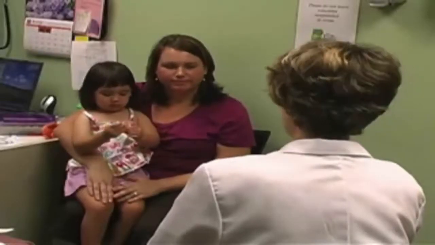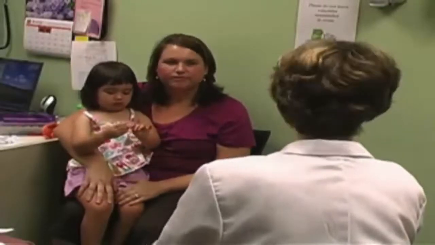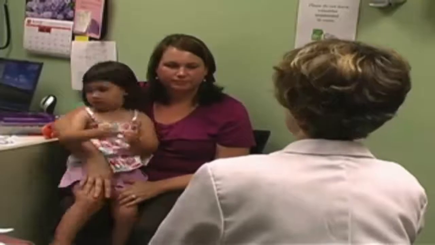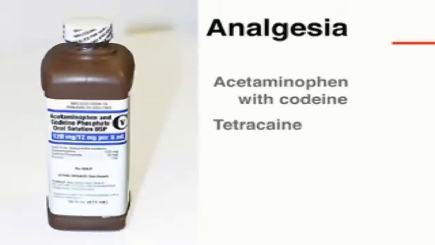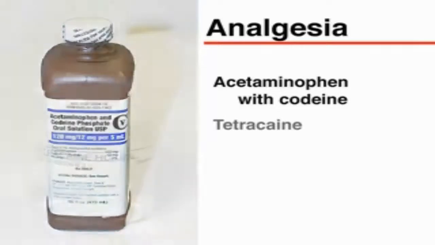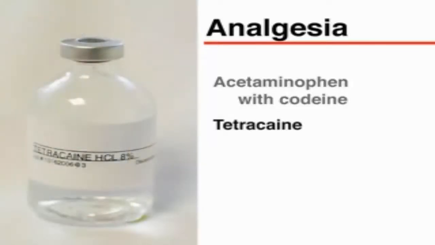Parents need to understand the purpose of the procedure, its risks, and its benefits. The procedure should be explained and informed consent documented in the medical record. In preparation for tympanocentesis, provide appropriate analgesia 30 minutes before the procedure. Acetaminophen with codeine may be used as oral analgesia. Alternatively, a cotton ball soaked with tetracaine may be inserted into the external auditory canal 30 minutes before the procedure.